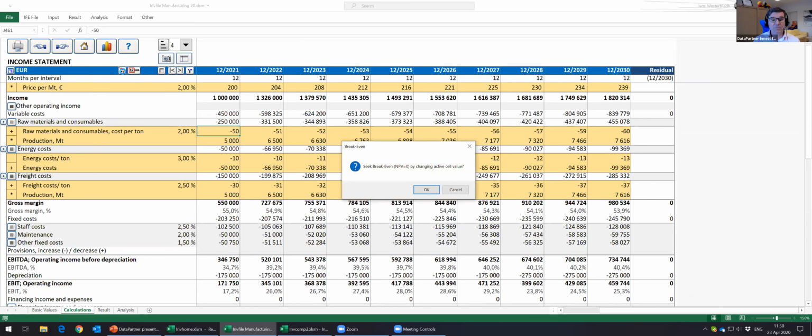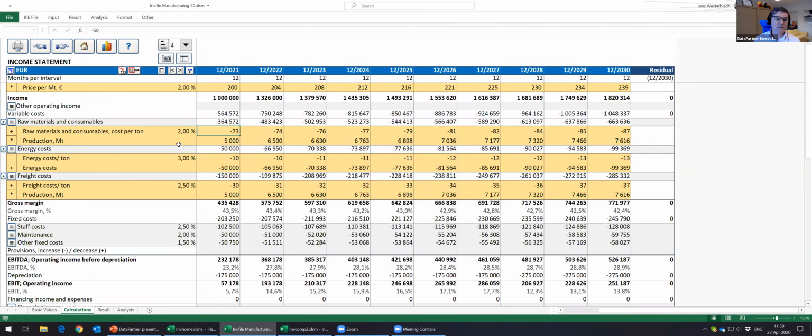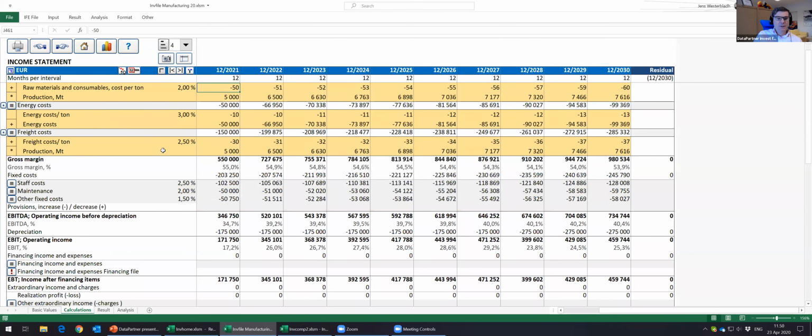I can press the button for break-even, and it tells me that it can go up to 73 euros almost for break-even. So there is a margin. And then I just undo again. Okay, like that, that's break-even analysis.